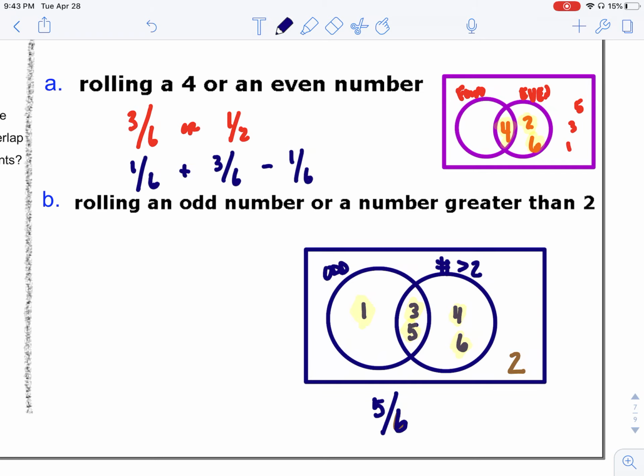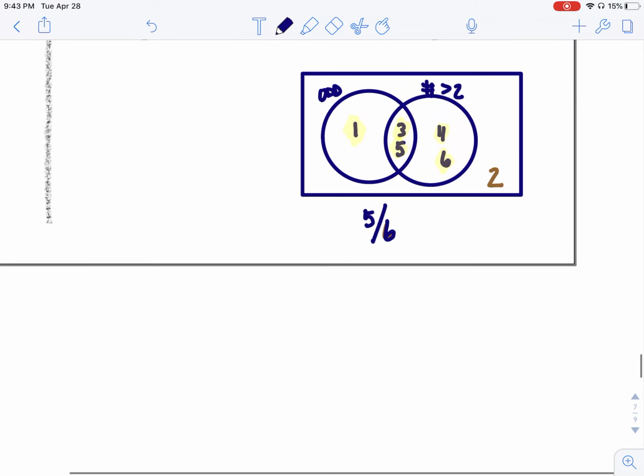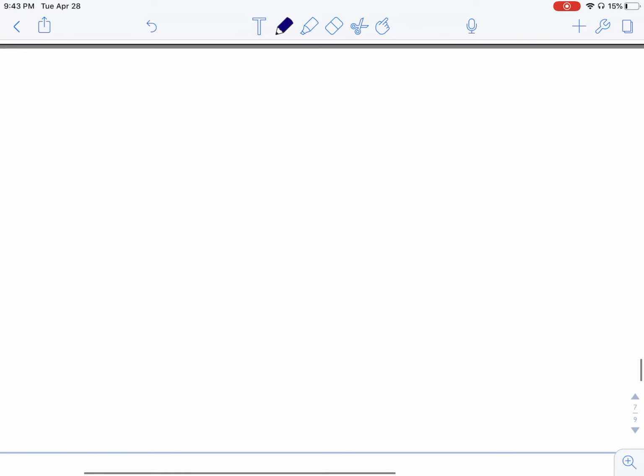All right, I'm going to call a quick timeout here and talk about a couple of things with the Venn diagram because I still want to assume that you all know this.